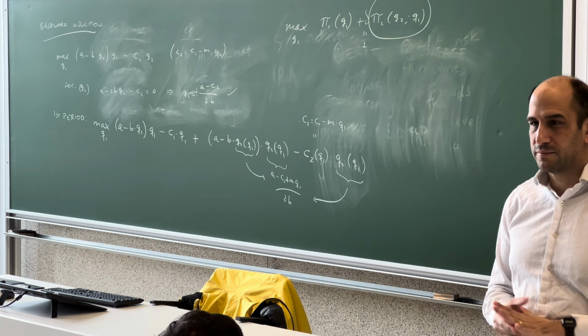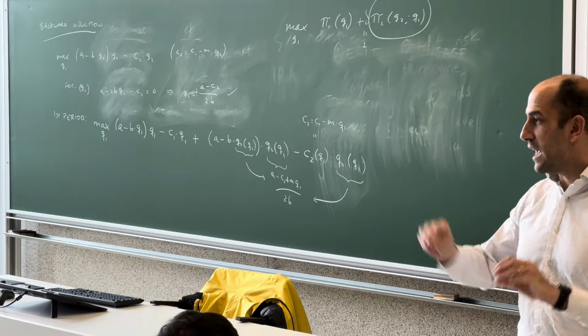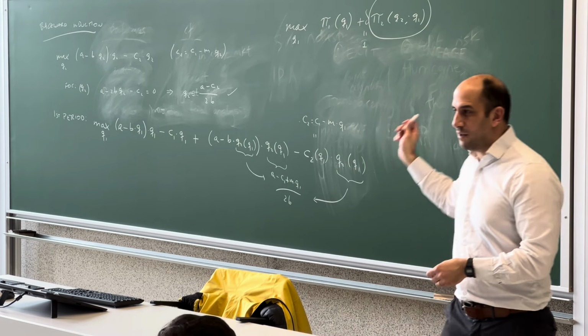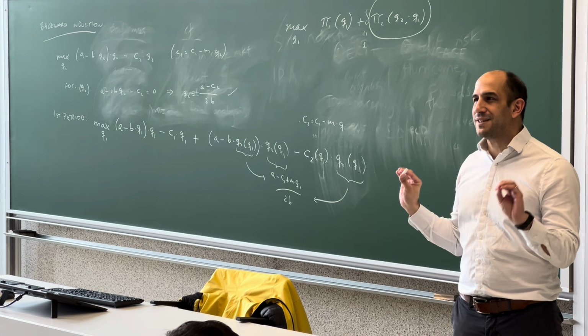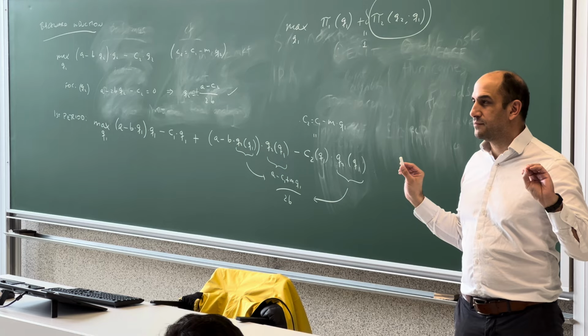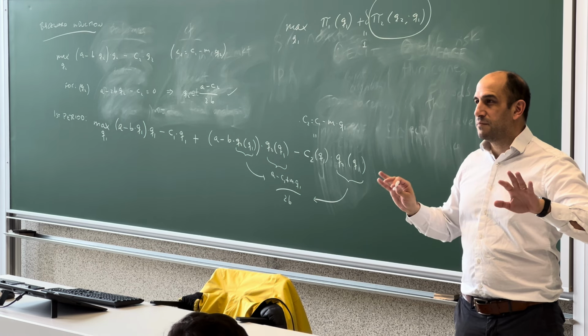You see what I mean? Different optimization problems. You can have a social planner that only cares about profits, but that's different from the monopolist model. Is it clear to everyone? No? Yeah? No? Okay.